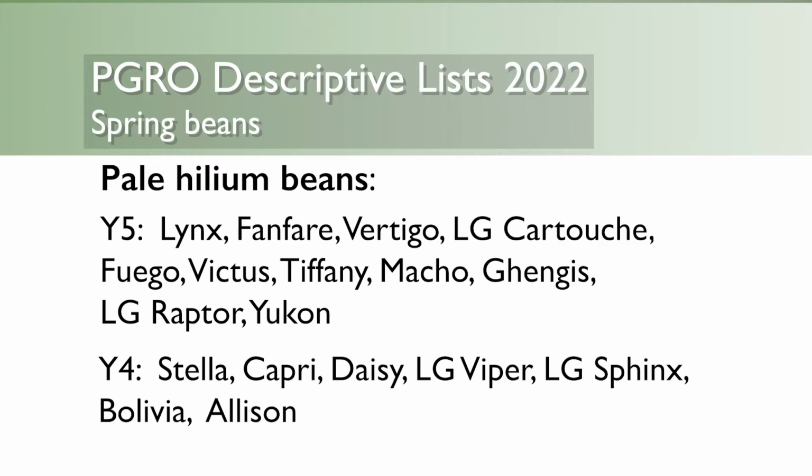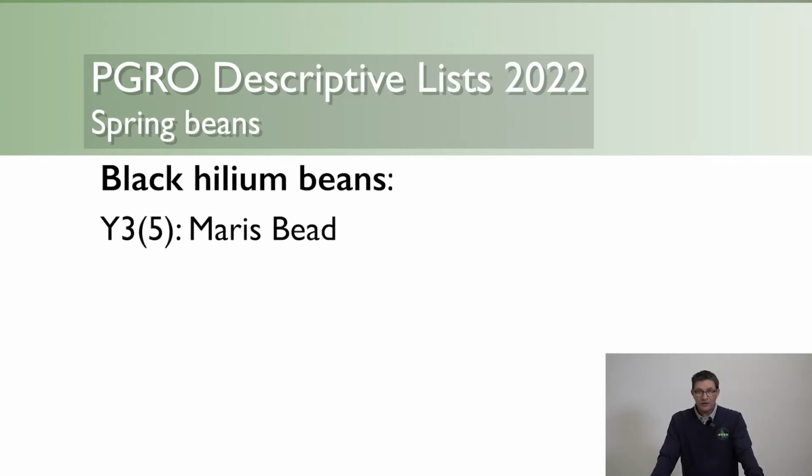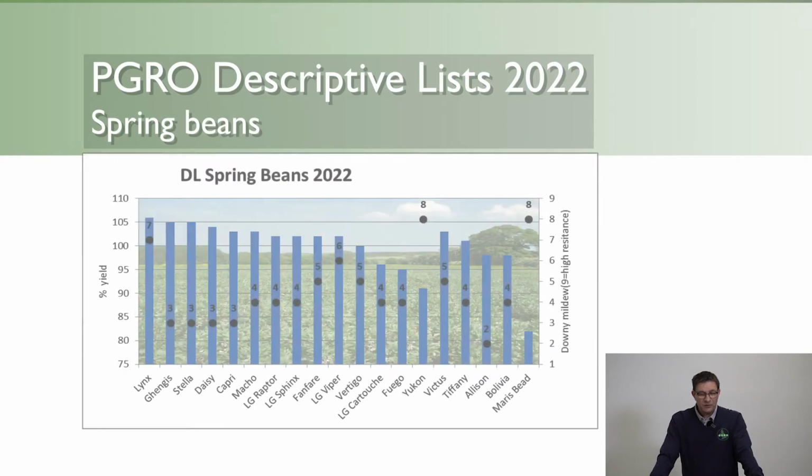And all 4 of those were in a similar position to Norton and Vincent. So they could have been added to the list. They didn't have national list status at the time. Subsequently they have, and now they appear on the descriptive list. There are no new varieties coming through into the bean descriptive list for 2022, and black hilum, Maris Bead remains on the descriptive list. So here's presented the yields for spring beans. In the blue bars and the black circles represent the downy mildew ratings.